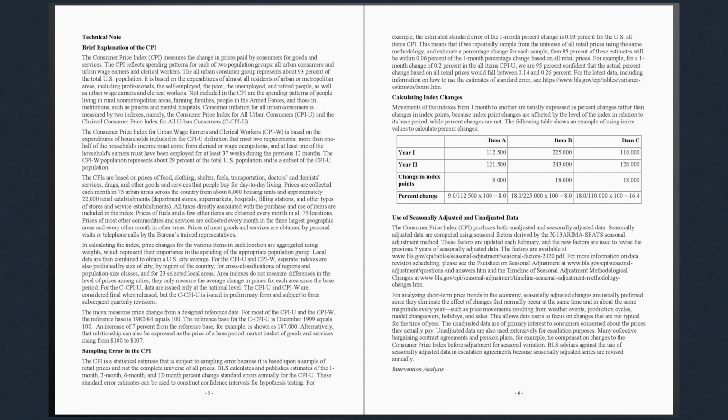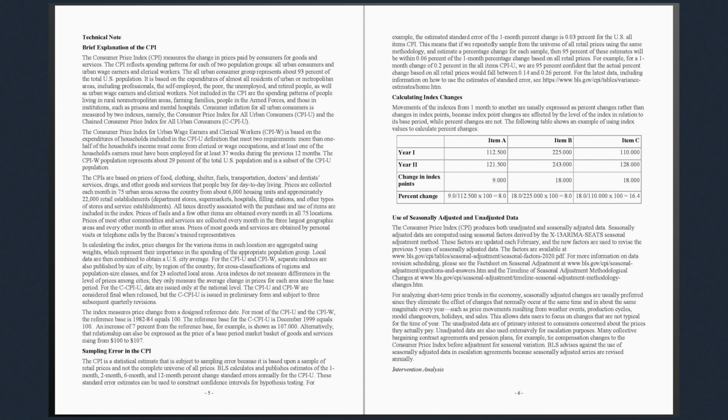Consumer inflation for all urban consumers is measured by two indexes, namely, the Consumer Price Index for all urban consumers (CPI-U) and the Chained Consumer Price Index for all urban consumers (C-CPI-U). The Consumer Price Index for urban wage earners and clerical workers (CPI-W) is based on the expenditures of households included in the CPI-U definition that meet two requirements. More than one-half of the household's income must come from clerical or wage occupations, and at least one of the household's earners must have been employed for at least 37 weeks during the previous 12 months.